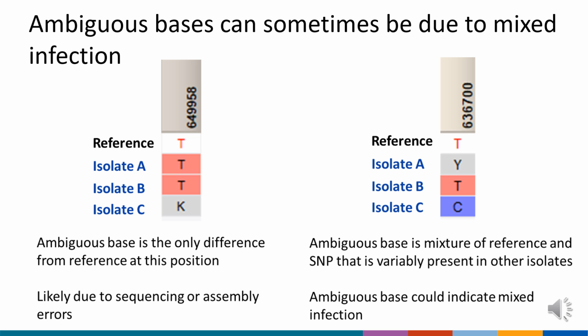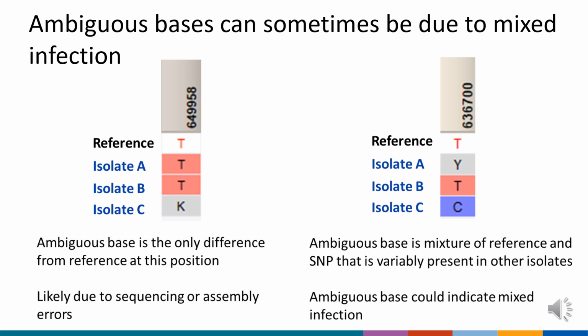A mixed base call could be because of sequencing or assembly error, or because the patient has a mixed infection of Mtb. In the case on the left, the ambiguous base is the only difference from the reference at this position. This situation is common and often just due to sequencing errors or assembly errors.